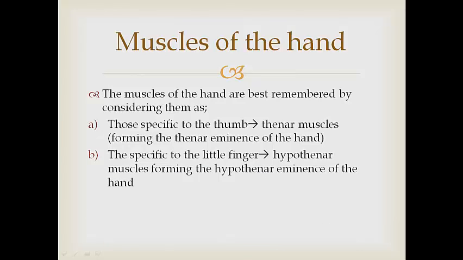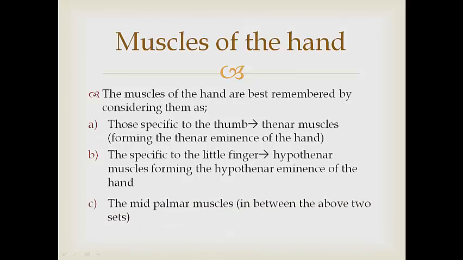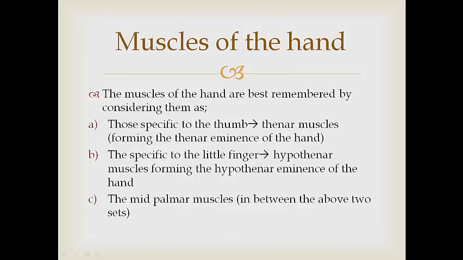Okay, you've got a set of muscles that is specific to the little finger. Similarly, these muscles are responsible for moving the little finger, and these are called the hypothenar muscles, and they also form that little elevation that's found on the side of your hand, and that's called the hypothenar eminence. And then the last group is the mid-palmar muscles, and these are just the muscles that are found in the middle of the palm, in between the thenar and the hypothenar eminence, anything in the middle there.